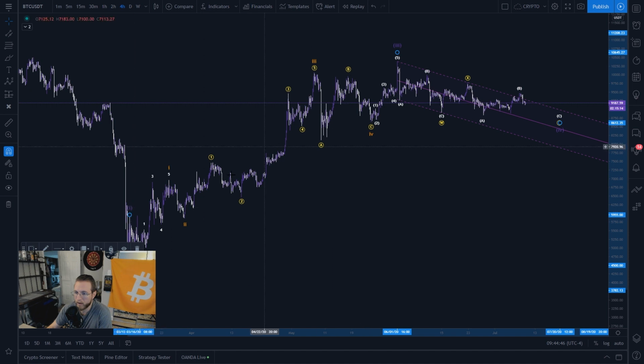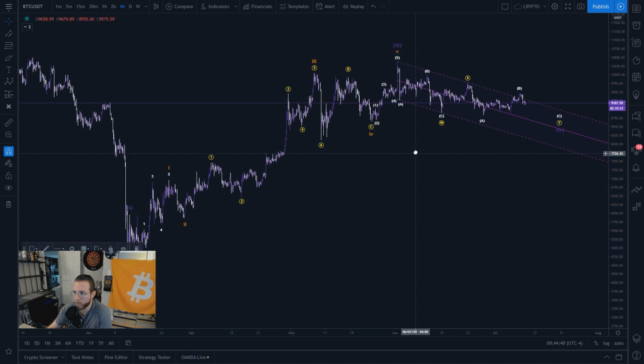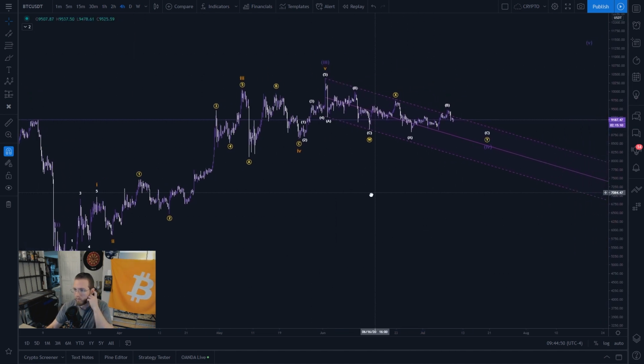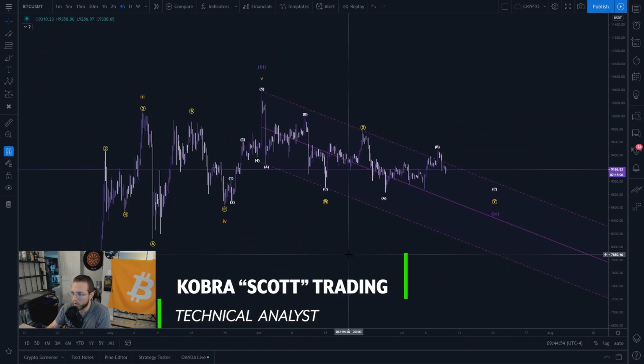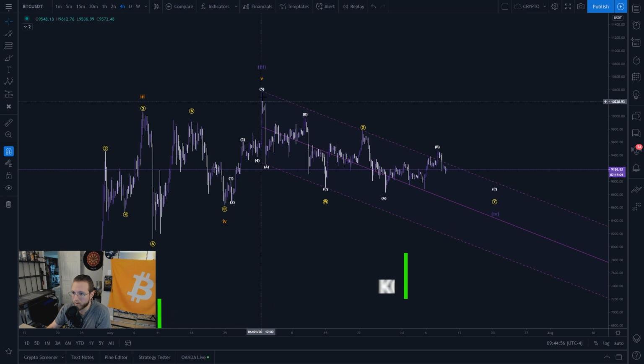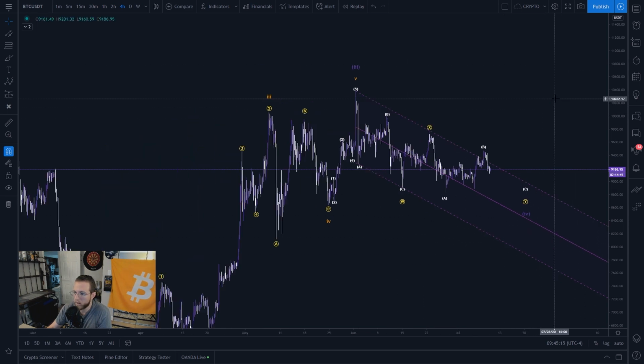Now, for the larger count, this whole wave 1, 2, 3 with a super, super extended 3, I'm basically calling this entire structure now a giant wave 4. So I have this labeled as basically an ABC into a W. This looks like another 3 wave here into an X, and then this would be another 3 wave into a Y. So I'm basically proposing that this is a 333 correction for a flat, and then we would continue upwards.